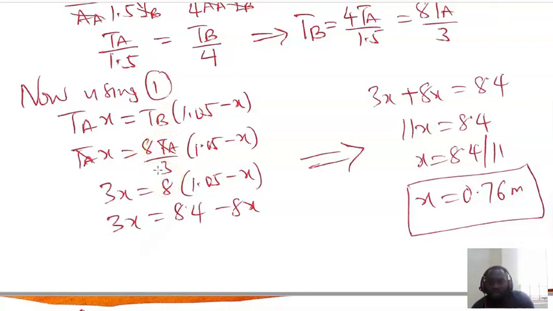So what do we do now? TA will cancel out TA. Multiply 3 to the other side, you have 3x equals 8 times (1.05 minus x). Putting that together, 3x equals 8 times 1.05, which is 8.4, minus 8x. Now collect like terms. 11x equals 8.4, x is 8.4 divided by 11, which is 0.76 meters. So that is it for that question.